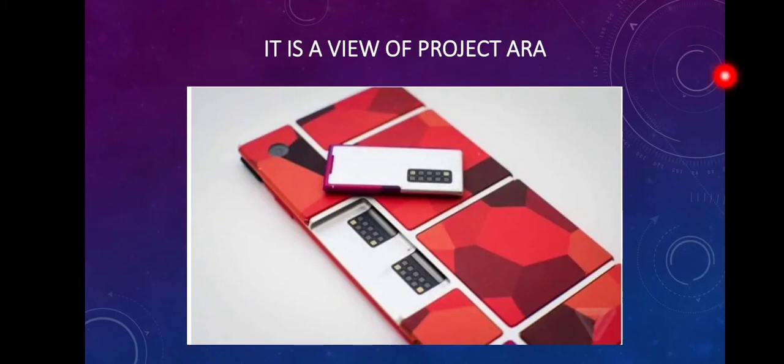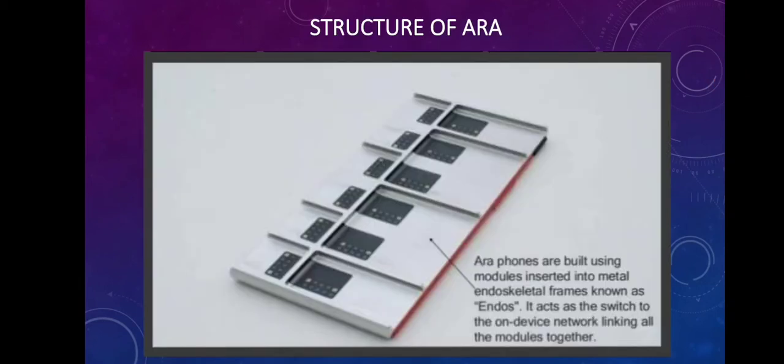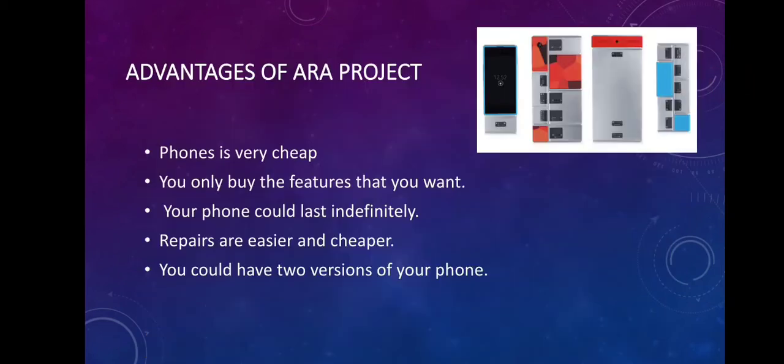Project ARA is a fully modular mobile phone, having a main circuit board and more parts, or modes. These modes are connected to the main circuit board, building a customized mobile phone to our needs. This is the basic structure of ARA. ARA phones are built using modules inserted into metal endoskeletal frames known as endos. They act as the on-device network linking all the modules together.